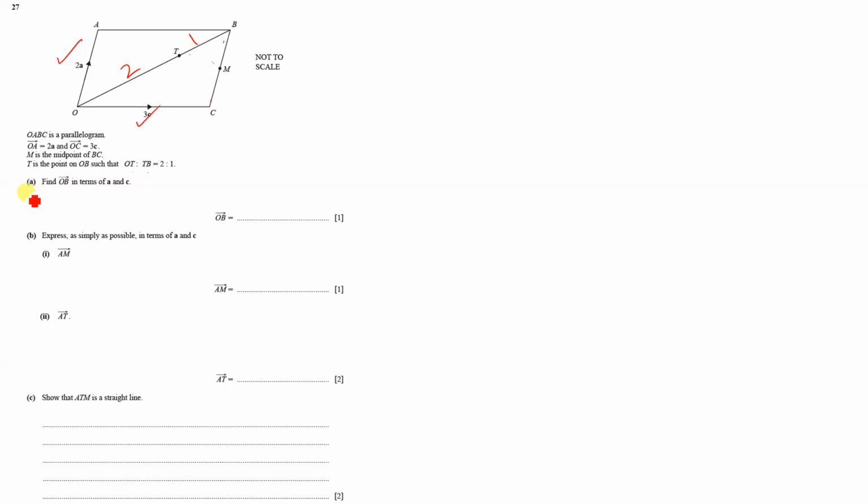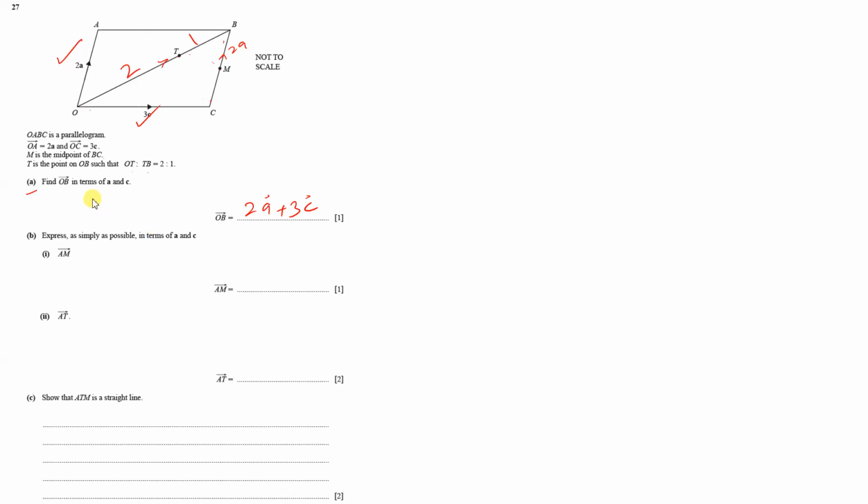So part A, find OB in terms of a and c. OB is this, okay, OB. And since this is 2a, this is a parallelogram, this is also 2a. So it means OB is equal to, using the head and tail rule, the triangle law, OB is equal to OC plus CB. So that is equal to 2a plus 3c. So this is OB.